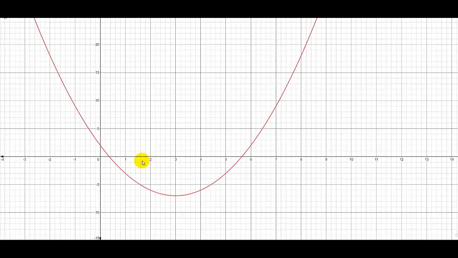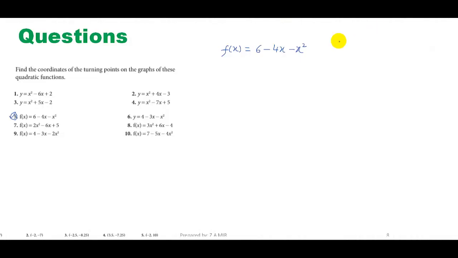Now if we observe the graph of this function, you can see here this is the turning point, and you can observe the turning point is 3 comma minus 7. Now let's do question number 5. This is the function, and we have to complete the square, and let me write it like this. First I will write minus x square minus 4x and plus 6.